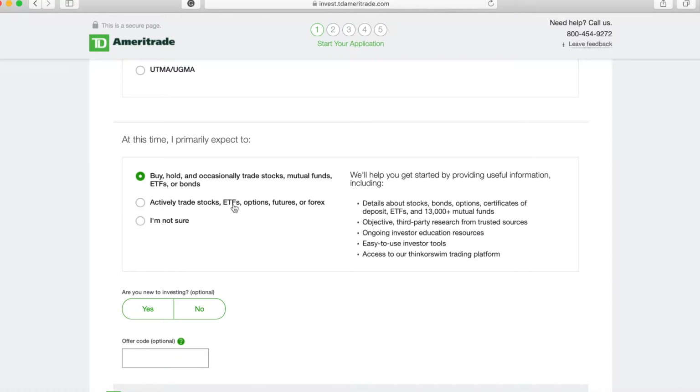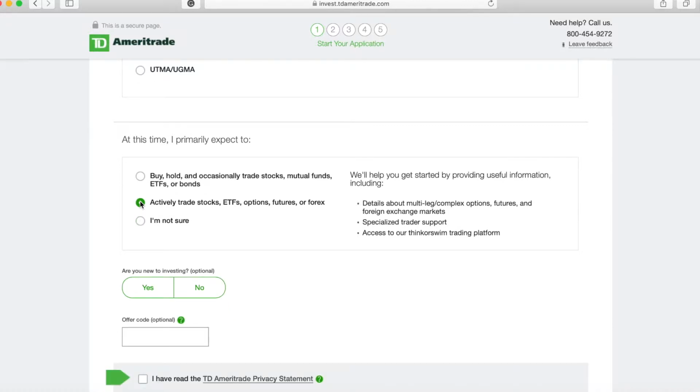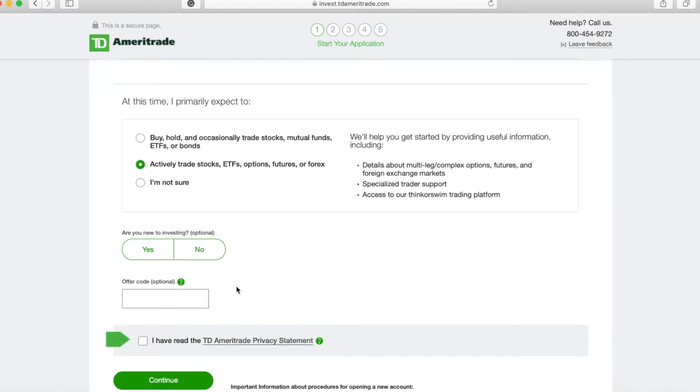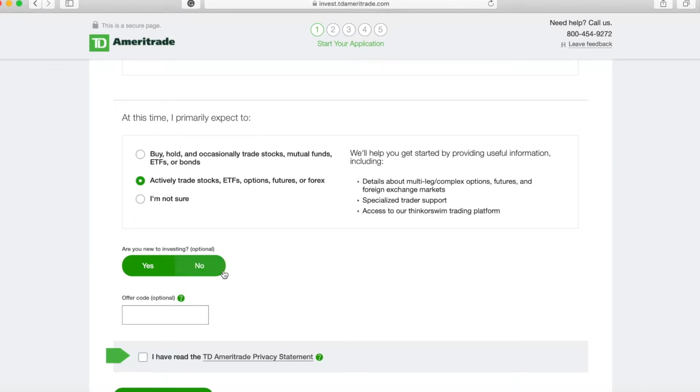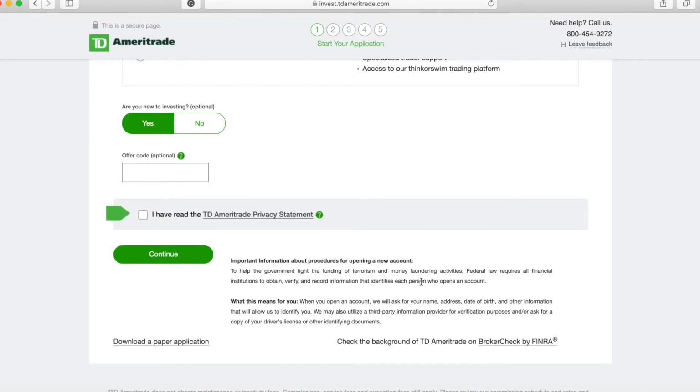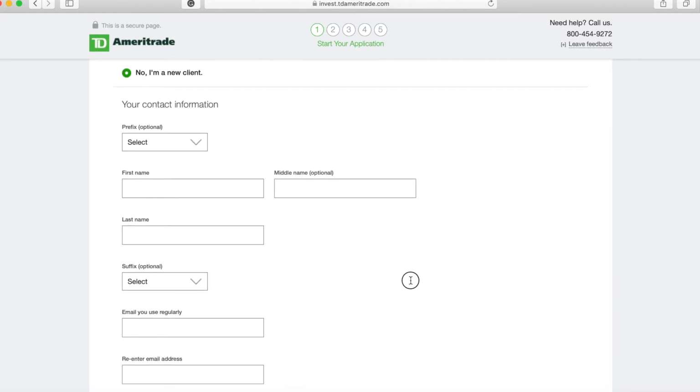And then in here, you can come in and if you're not sure, click not sure. I actively trade stocks, ETFs, options, futures, and Forex. So, of course, I would click this because I'm more active. And then if you're new to investing, you can click yes. You can click no. It doesn't really matter that much. That's kind of up to you there. And then I can't go to the next page because I haven't filled in all of this stuff up above.